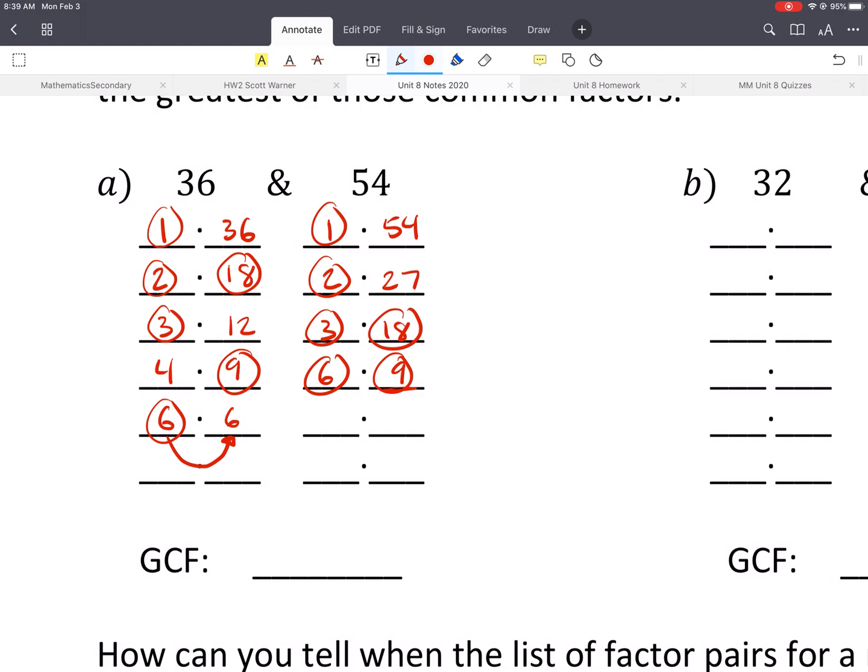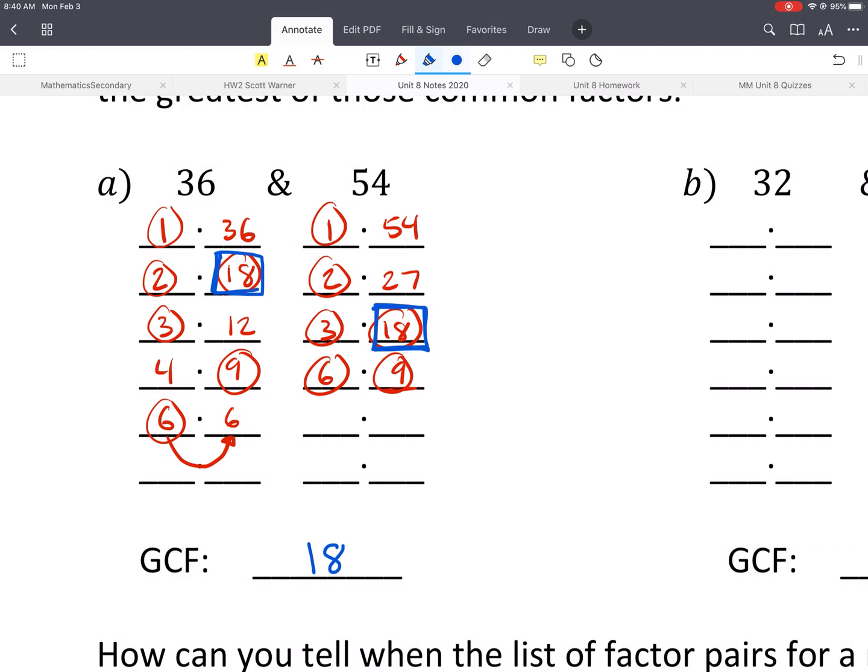All right? So we've circled all of the common factors, but we want to circle, maybe we'll do a square or something, the greatest common factor. Okay, so the greatest, the highest, would be 18. Okay, and we'd write down our answer. 18 would be the greatest common factor.